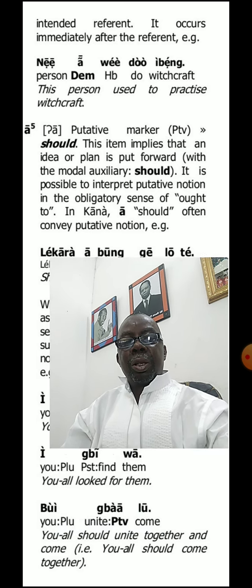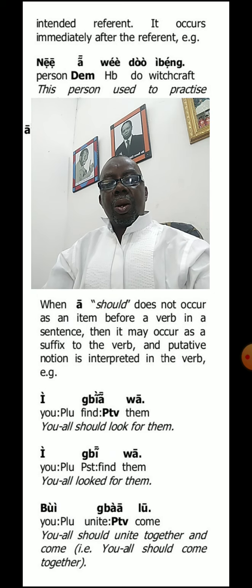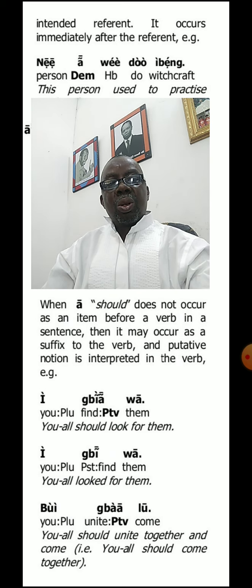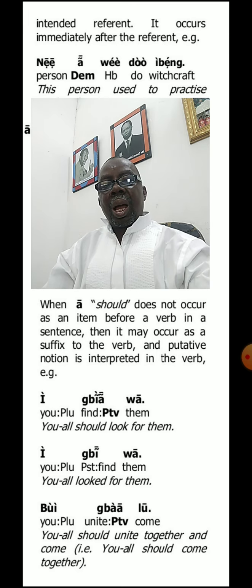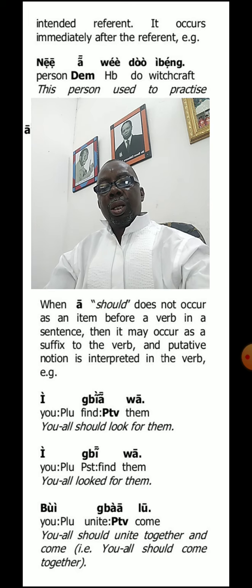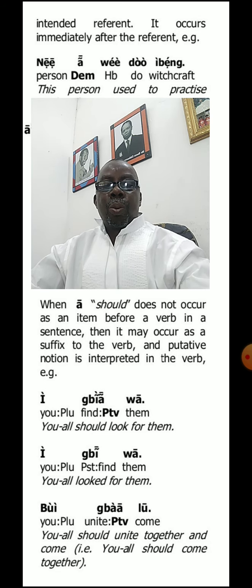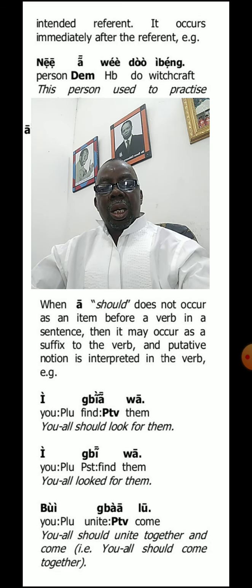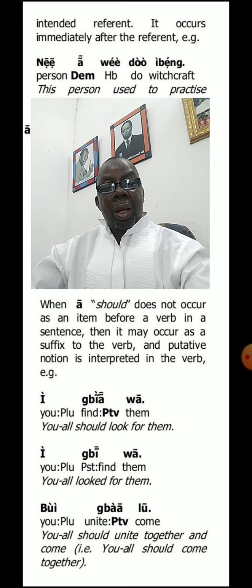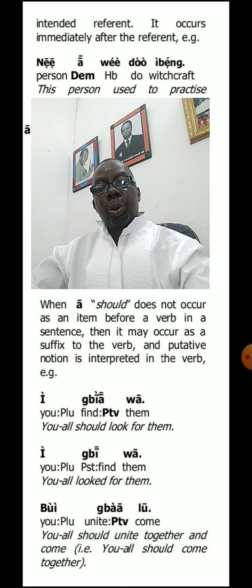Then A as a putative marker can also be used as a suffix. When the A comes as a suffix to denote the putative notion, then A will come as a suffix. In this case, you are able to make such sentences as "igbianwa," meaning you all should look for them.